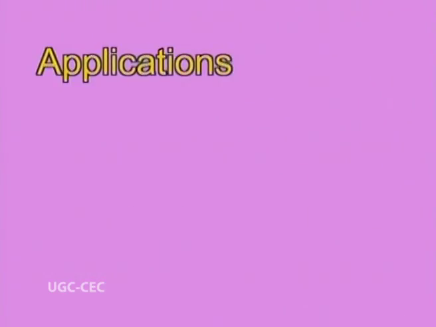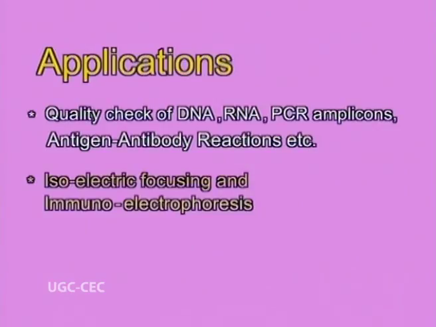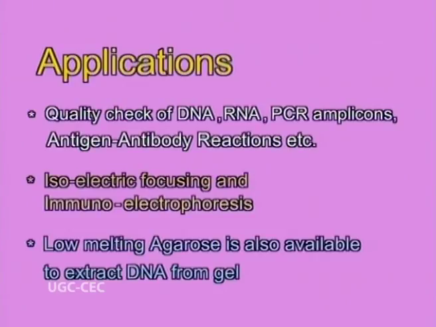Let us know about the applications of this technique. This method is generally used for the quality check of DNA, RNA, PCR amplicons, antigen-antibody reactions and various others. The second application is that this technique is used in isoelectric focusing as well as immunoelectrophoresis. One more important benefit of this technique is that low melting agarose is also available, which enables us to extract the DNA from the gel without degrading much of the DNA.